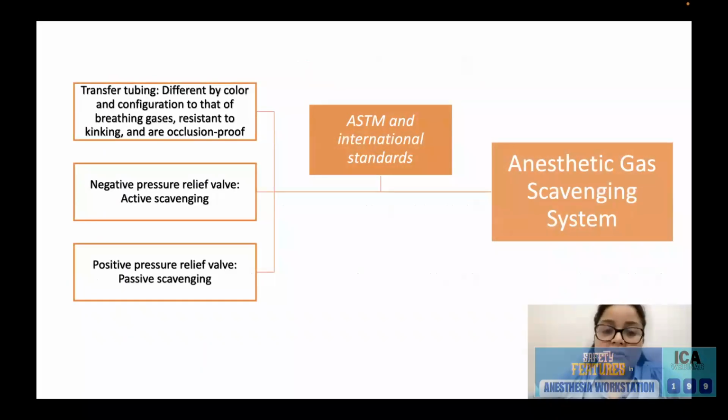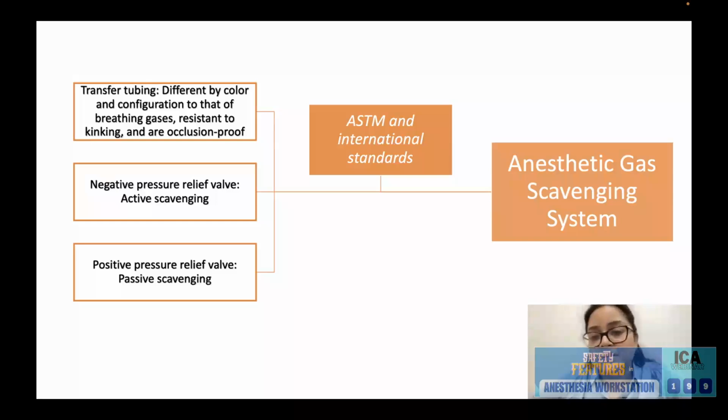Now, coming to the last part, that is the scavenging system, which has several safety features according to the international standard in ASTM. We are not going to cover it in much detail, just a brief account. What is the function of this scavenging system? They scavenge the waste anesthetic gases and they prevent OT pollution.